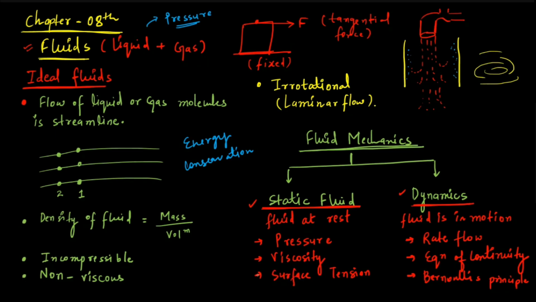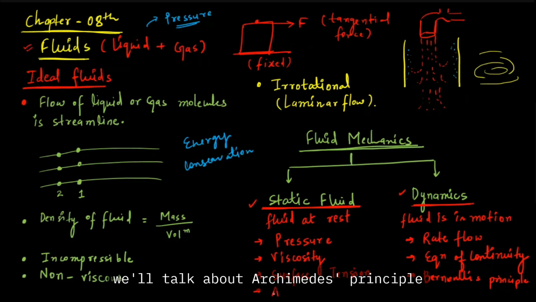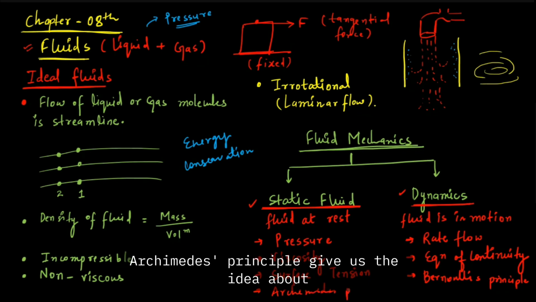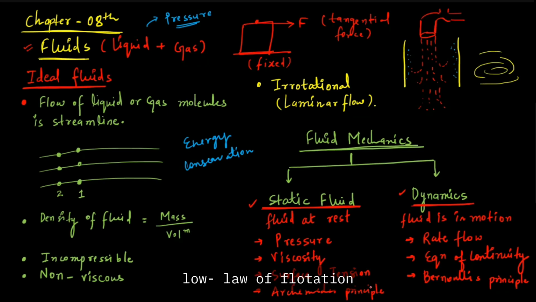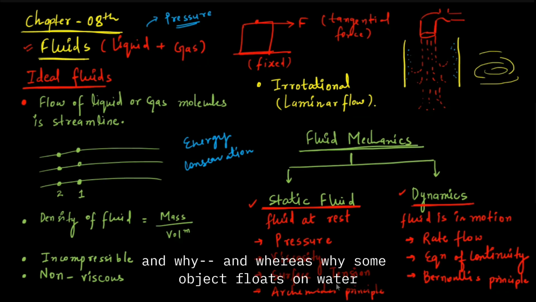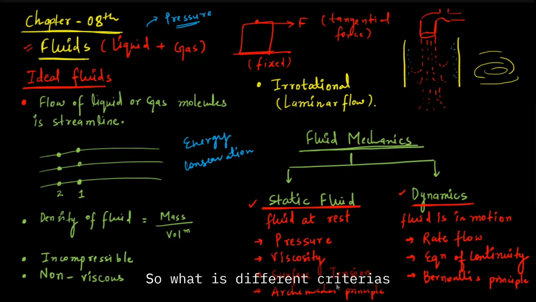Apart from this, there are a few other things as well. For example, we'll talk about Archimedes' principle. Archimedes' principle gives us the idea about the law of flotation: why some objects sink in water, whereas some objects float on water. So what are the different criteria? We'll talk about that.